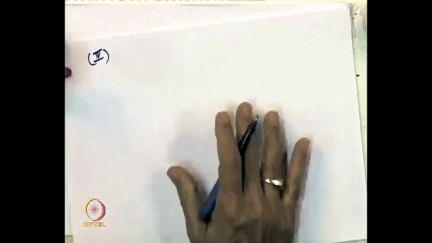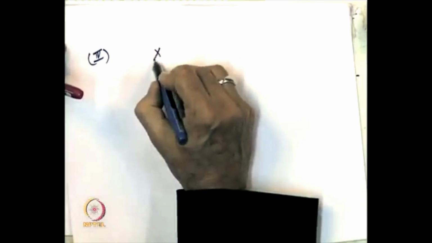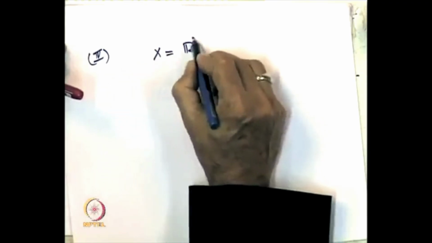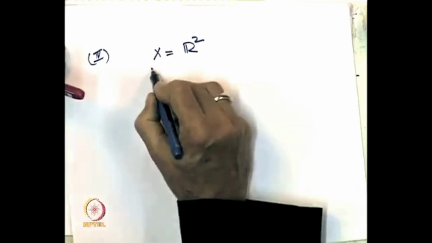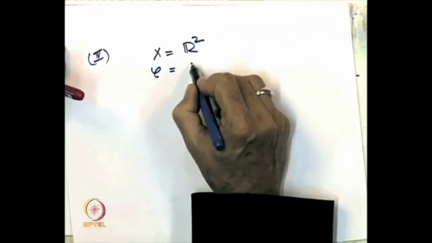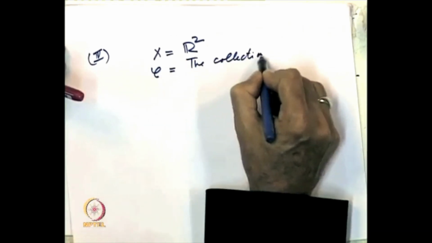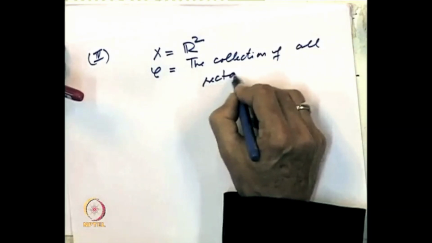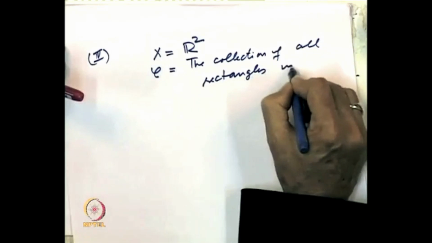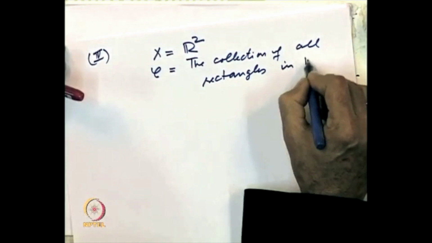Let us look at some more examples. So let us look at example number 4. Let us take the set X to be equal to R2 and C is the collection of all rectangles in R2.